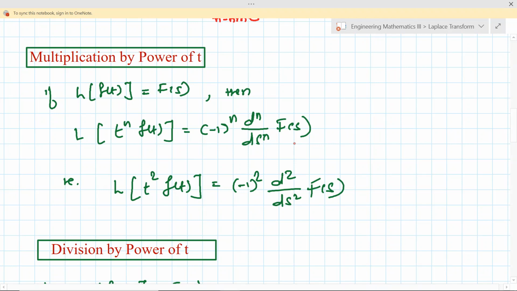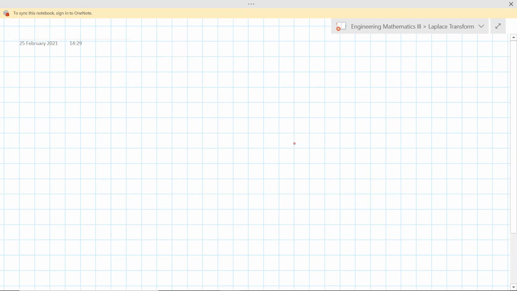To understand this, suppose we have to find the Laplace transform of t times cos 3t. Now if we compare this t times cos 3t with the multiplication by power of t, what is our f(t) here? My f(t) is nothing but cos 3t.